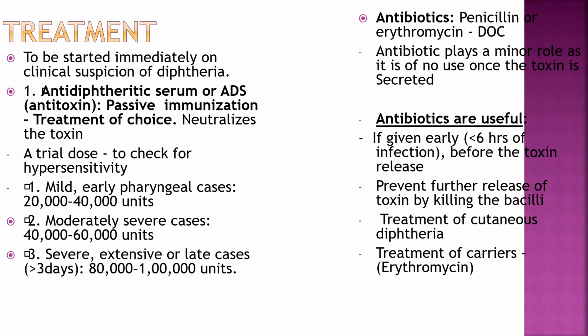Antibiotics, penicillin or erythromycin, are the drug of choice, but antibiotics play a minor role in treatment because the disease is toxin mediated, not by the bacteria. Antibiotics are useful if given within 6 hours of infection, before the toxin release. So it prevents the release of toxin by killing the bacilli, and it is the treatment of cutaneous diphtheria, and in carriers erythromycin is the drug of choice.